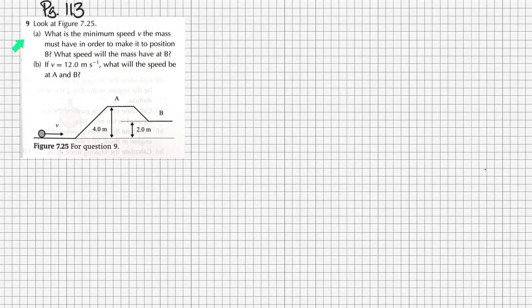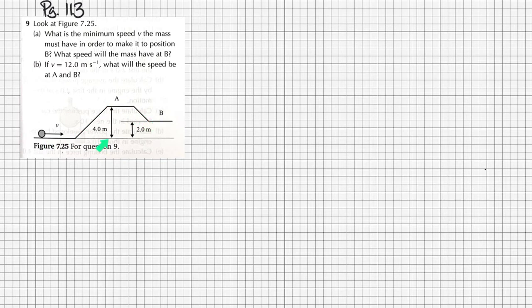So let's look at question number 9 on page 113. It says, based on figure 7.25, what is the minimum speed v that the mass must have in order to make it to position B? So I'm going to read this as we're going to go from here up the hill to A and then down to B. So what is the speed we need at V to be able to get all the way to B?